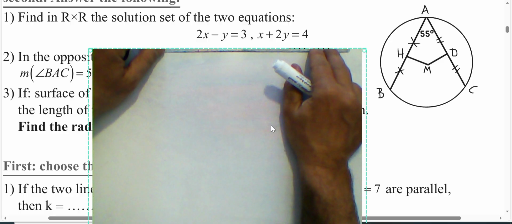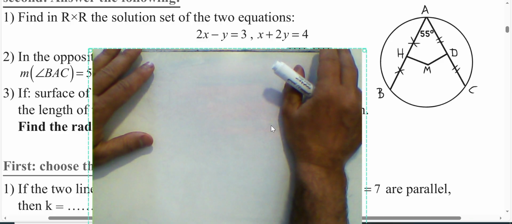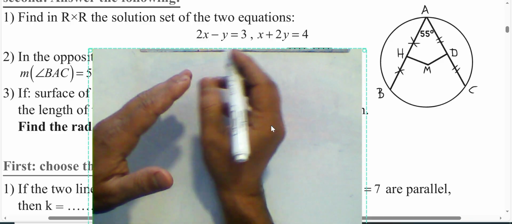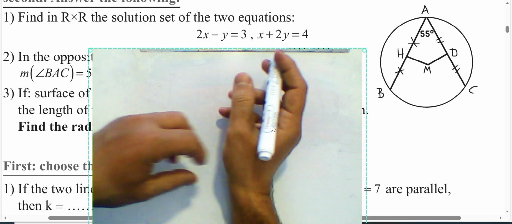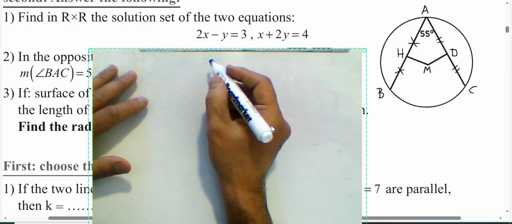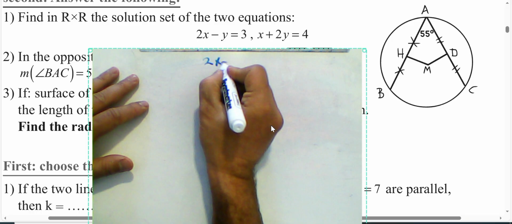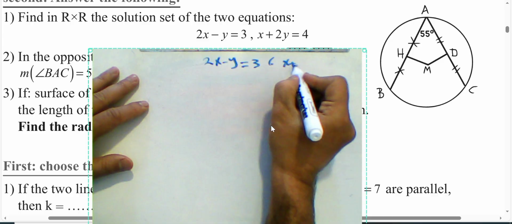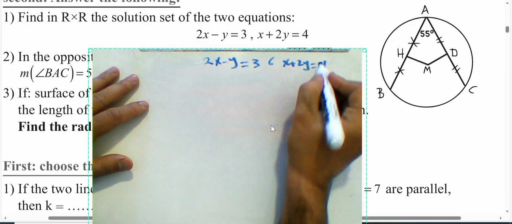Find the solution set of the equation here in R by R. We can solve the equation together graphically or algebraically. Okay, algebra. I will use substitution here, putting the found value of y like this. We have 2x minus y equal 3 and the other equation x plus 2y equal 4.